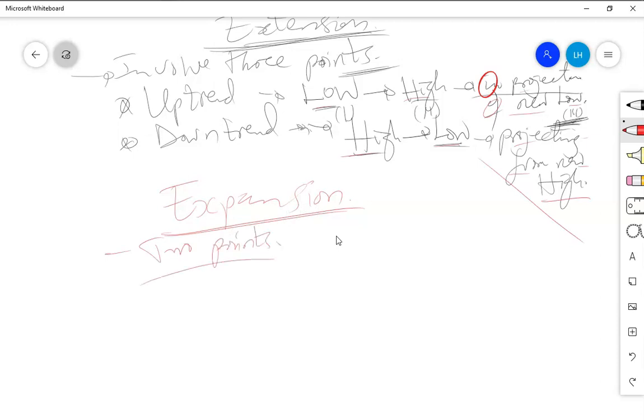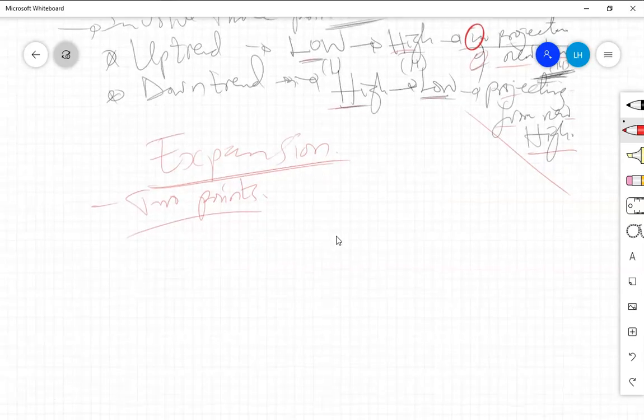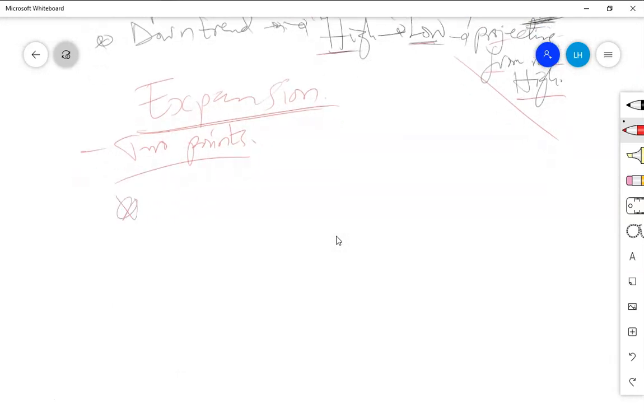Those are the points within the price chart. So it needs only 2 points within the price chart. And also it can be taken as usual, in an uptrend, and also in a downtrend. So in any direction of the market, you can take an expansion tool.